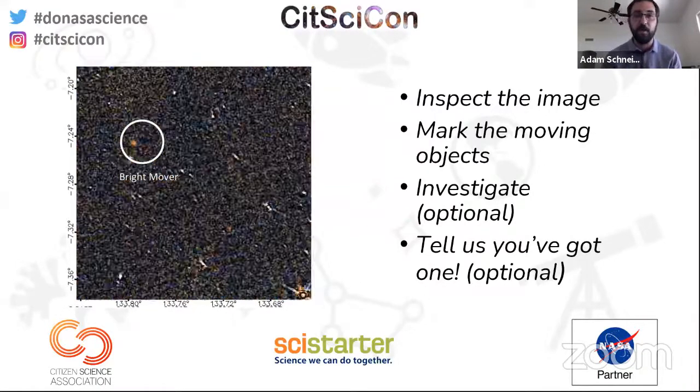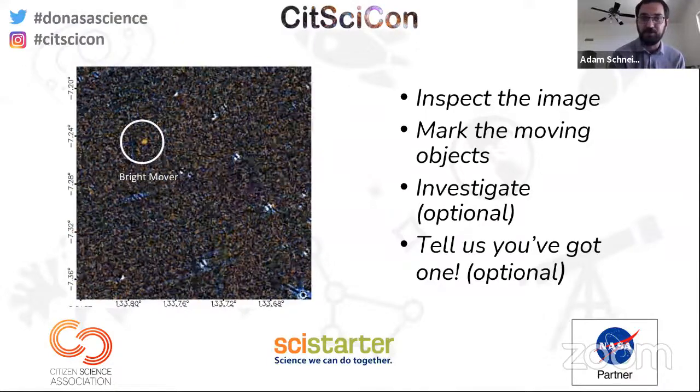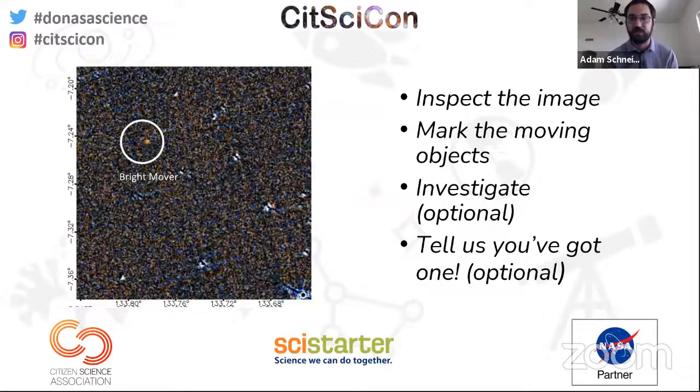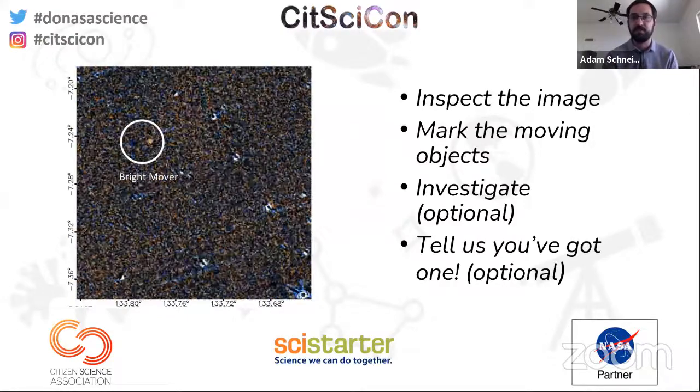If you do think you have something new, we have something that we call the Think You've Got One form. And so you can put your object right in that form, send it to us, and it goes right to the science team. So that's been a really great way for volunteers to send us potential new discoveries right away. And it's been working really, really well.